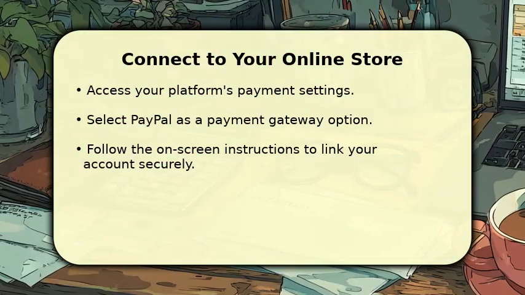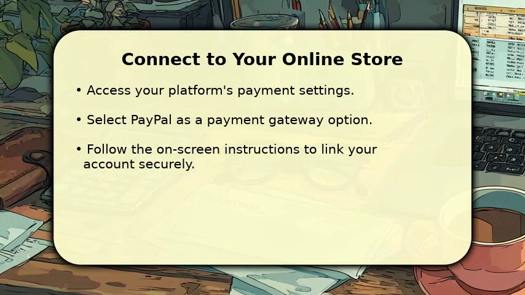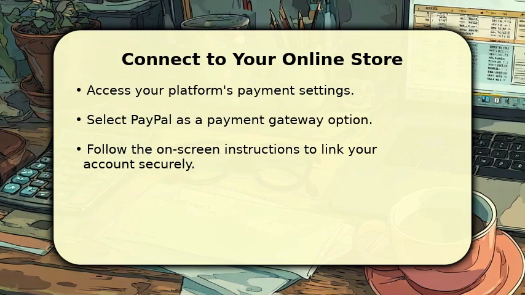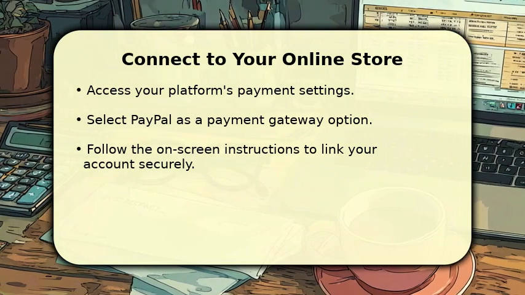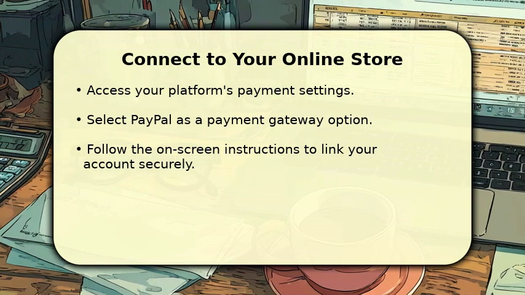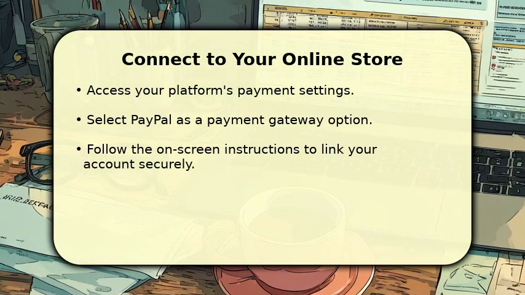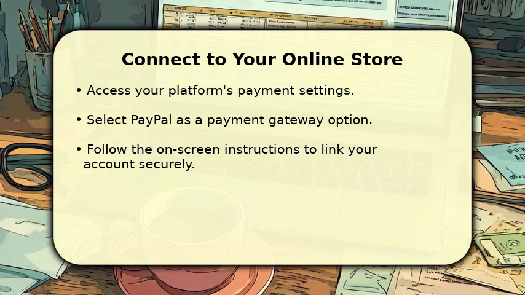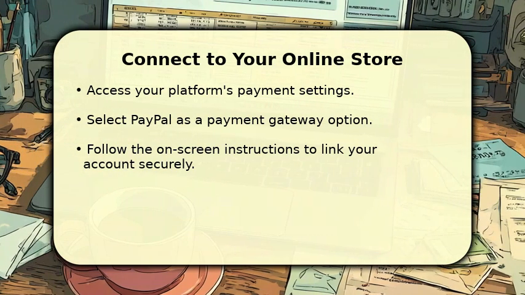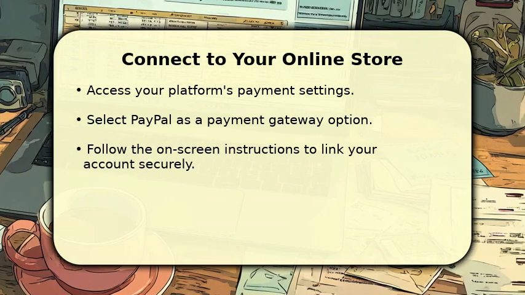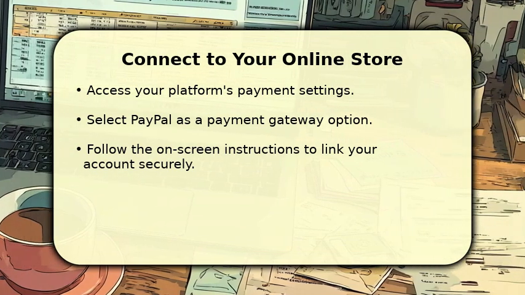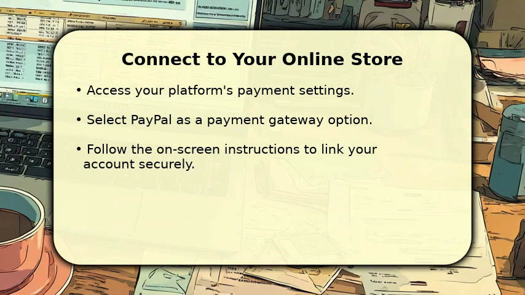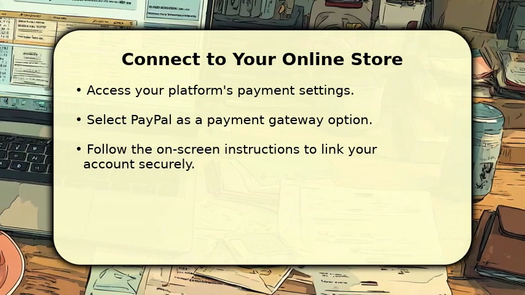With your PayPal business account verified, you can now connect it to your online store. Navigate to your e-commerce platform's administrative panel and find the Payment Gateways or Payment Methods section. Select PayPal from the available options. You will be redirected to log into your PayPal account to authorize the connection. This process typically takes only a few minutes and will integrate seamlessly with your checkout process for your customers.